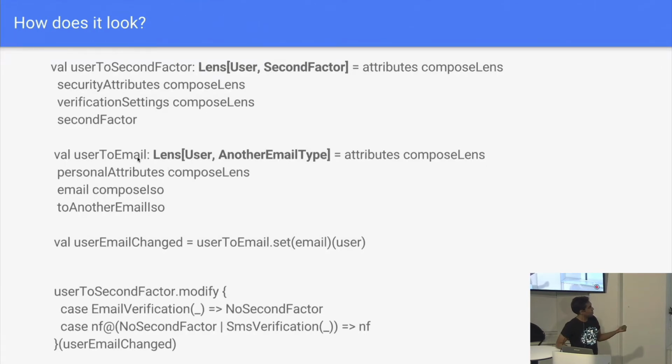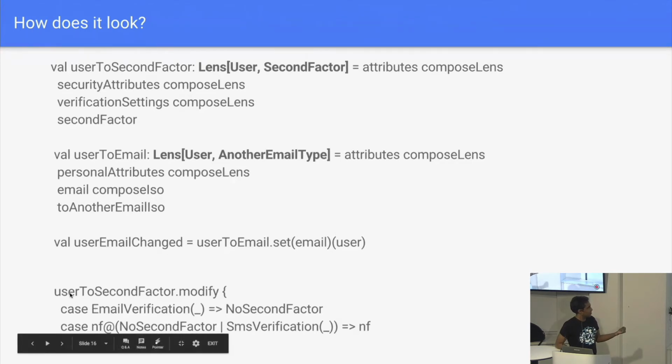We've defined another lens here from user to another email type, composing a bunch of lenses and also composing an ISO, which we'll get to soon. So by putting these lenses together, we can now just say, okay, using my lens from user to email, I'm going to give it an email and a user, and I'll get a user with that email changed.